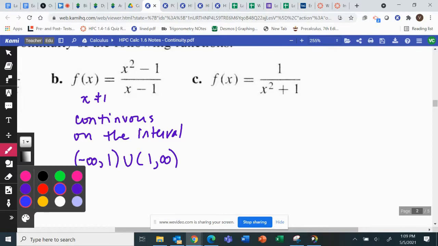Not real? So we're not going to talk about the imaginaries. We're just talking about the reals. So if it's an imaginary number that's not in the domain, that's okay. So what real numbers aren't in the domain? We're all good, aren't we? So this is continuous.